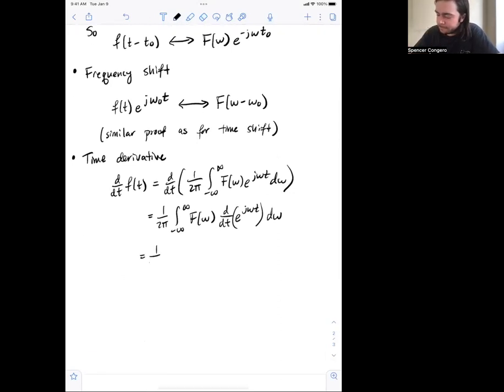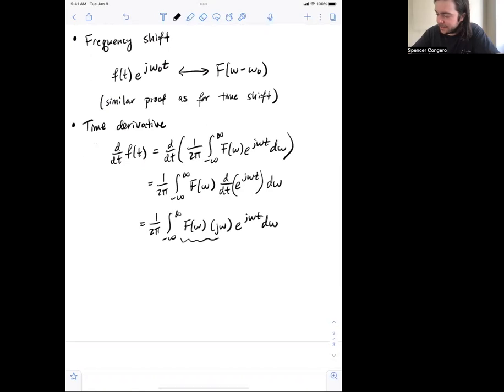So what do I get? Well, I get F of omega, and then when I take that derivative, I get an extra factor of j omega. And now this right here must be the Fourier transform of this function, because this is the inverse Fourier transform formula, right? So anything that I put right there must be the Fourier transform of that function. Okay, so I'll just summarize that. So if I take a derivative in time, in frequency, I get a factor of j omega.